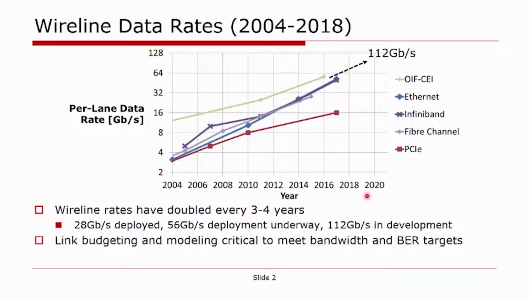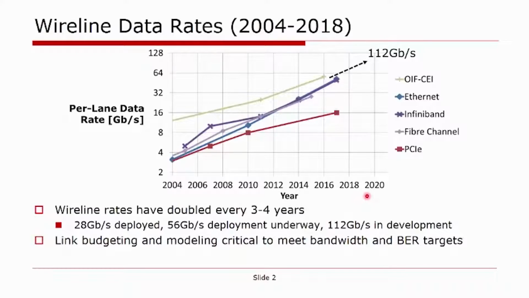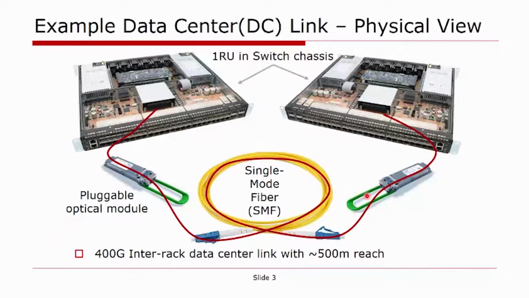Today in 2019, 28 gigabits per second solutions have been deployed, 56 gig solutions are starting to be deployed, and many 112 gig solutions are in development. Now, to design robust and reliable links that meet our bandwidth and bit rate targets at these rates, accurate link budgeting and modeling is becoming increasingly important. To see what this entails, let's look at an example data center link.